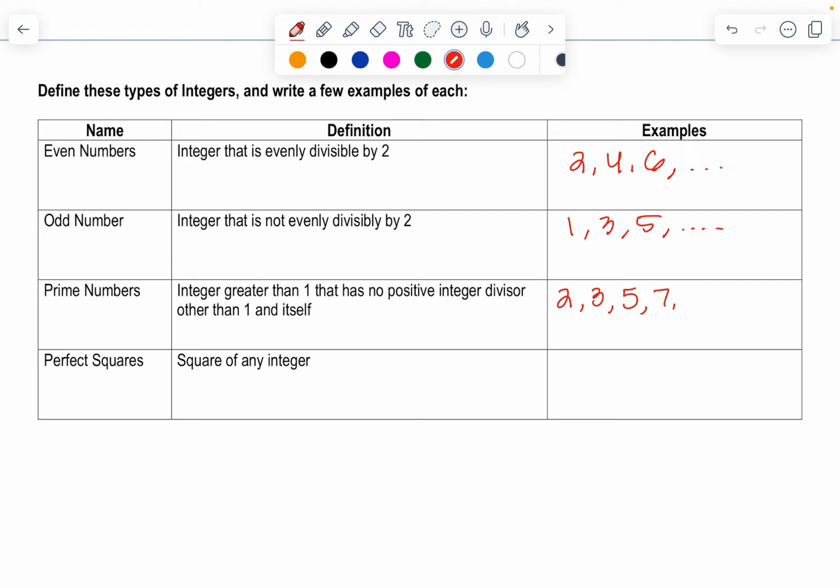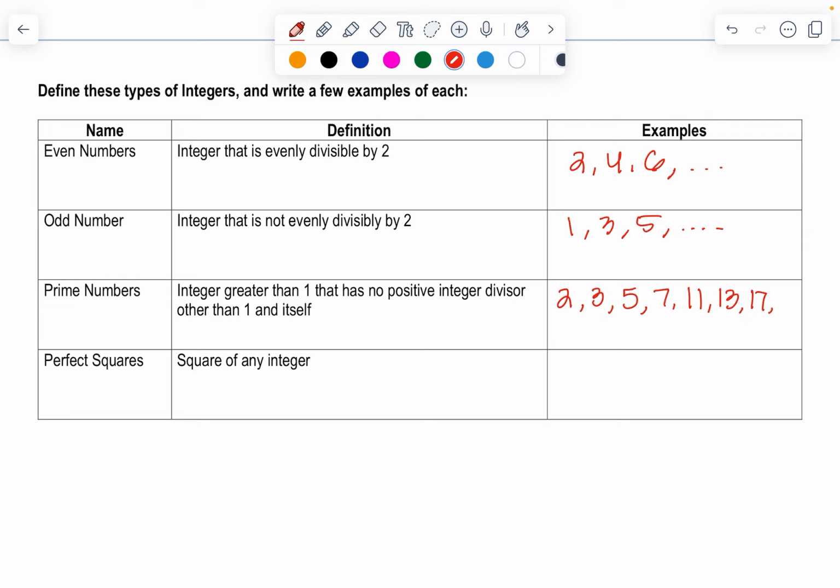8 is not. 9 is not. 10 is not. 11 is. 12 is not. 13 is. 14 is not. 15 is not. 16 is not. 17 is. And we could keep going. I'm not going to put dots there because there's no specific pattern to follow for that. But it goes on forever and ever.